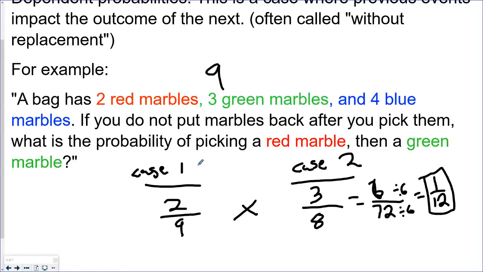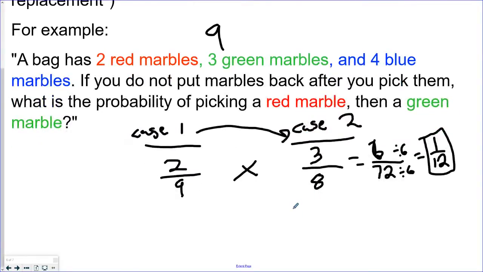So in this case, case 1 changed what could happen in case 2 because it reduced the number of marbles in the bag because I didn't put it back. So dependent probabilities change what can happen after they have occurred. And I can do this with 3 or 4 or 5 different cases, each one being different depending on how I pick my marbles and whether I put them back or not.